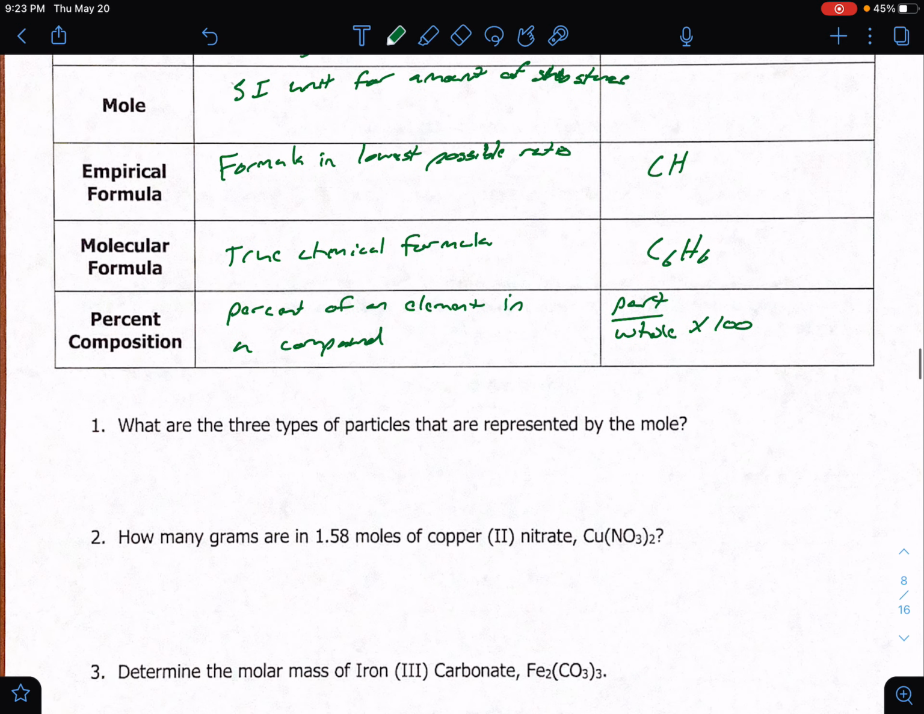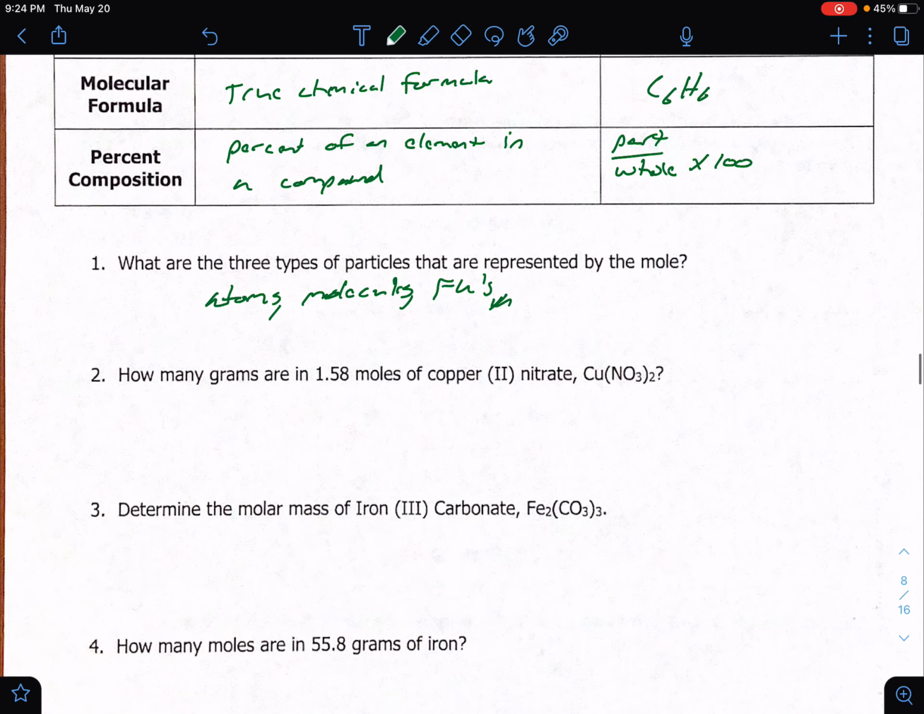What are 3 types of particles that are represented by the mole? So remember we kind of talked about it there in Avogadro's number. It can be things like atoms, molecules, formula units, and I think I repeated myself, so that was it.